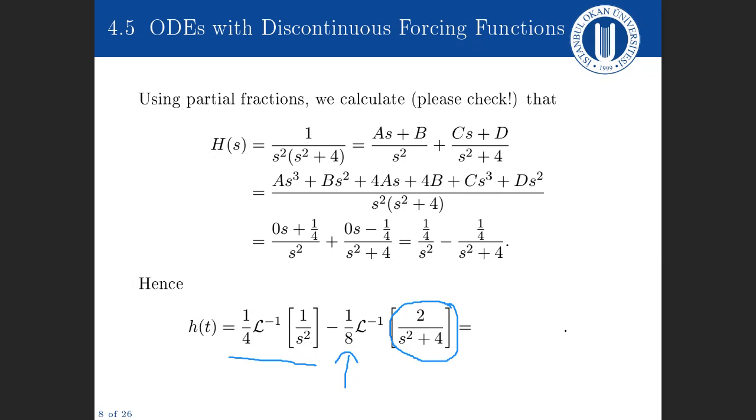Check your table of elementary Laplace transforms. The inverse Laplace transform of 1 over s squared is just t. And the inverse Laplace transform of 2 over s squared plus 4 is sine 2t. So now we found small h, now we can find small y.